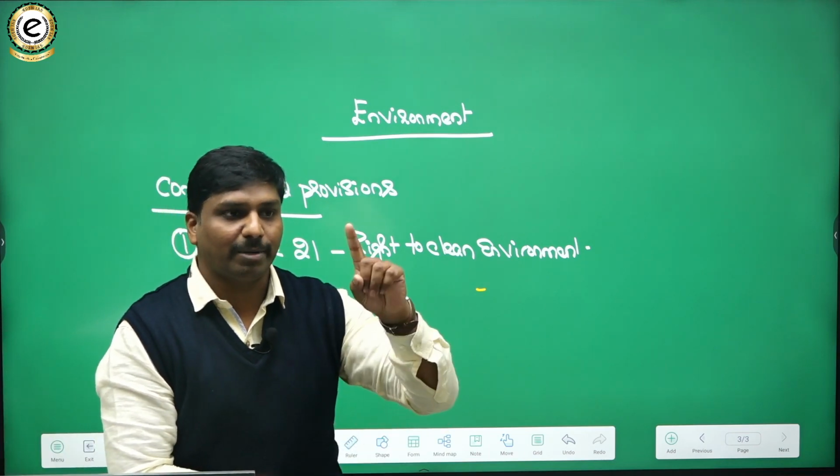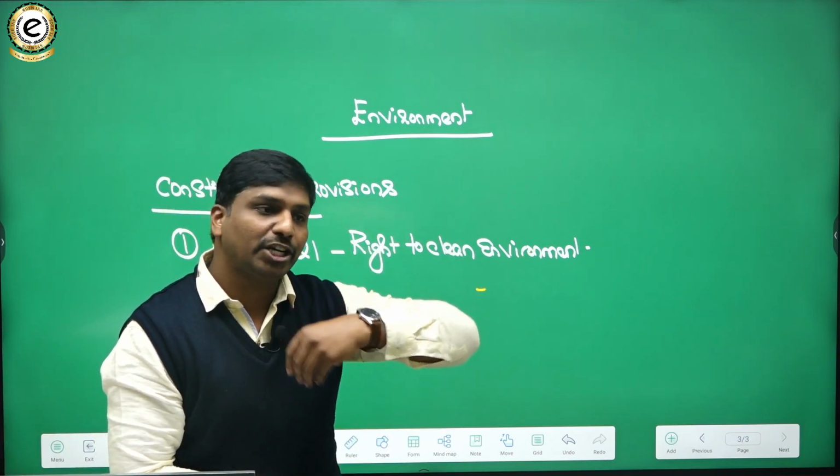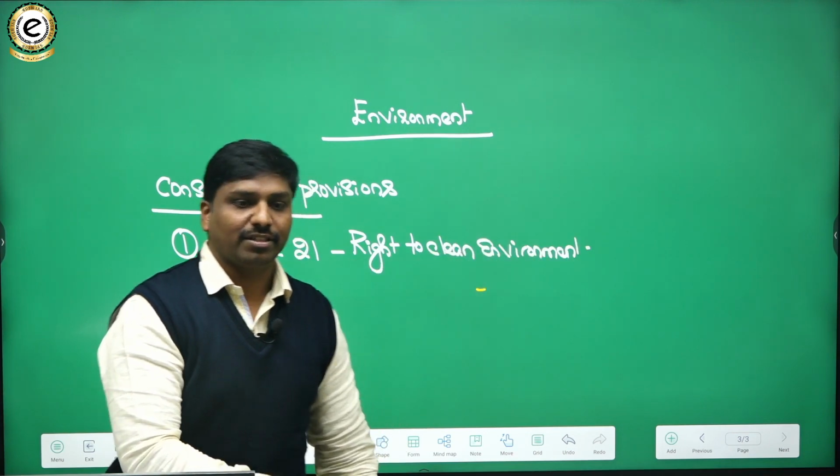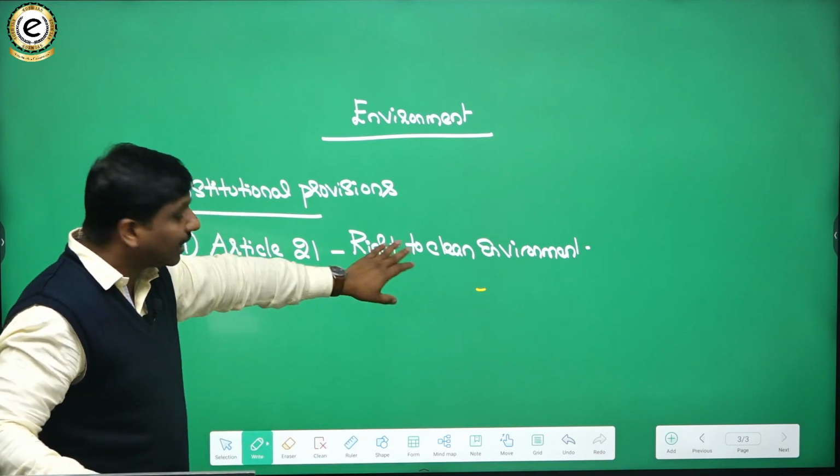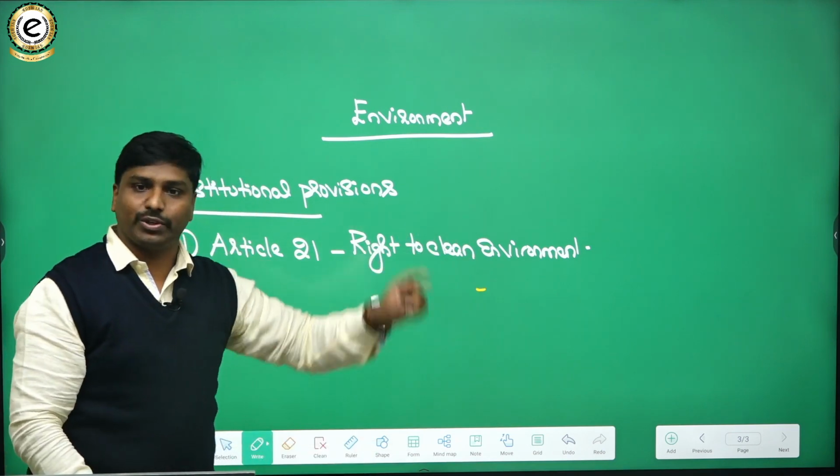So likewise, you have to remember. Explicit means that which is mentioned outrightly. Likewise, the right to life and personal liberty is an explicit right, whereas the right to clean environment is an implicit right. So you remember that.